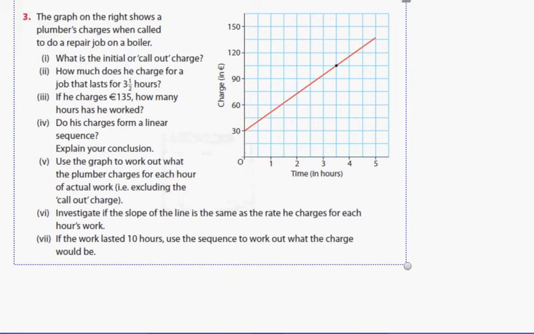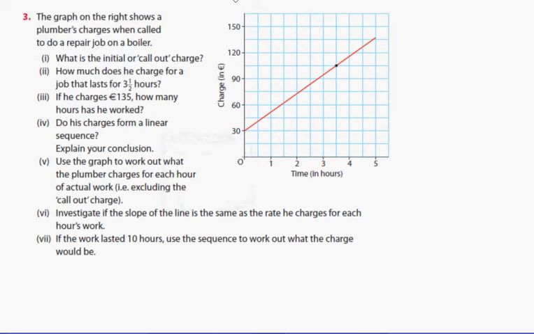So what happens is, if you look at the graph, when he spends no hours on the job, 0 hours on the job, how much money has he already made? 30 euro. So before he spent any time on the job, he's already made 30 euro. This means that his initial call out charge must be 30 euro. How much does he charge for a job that lasts 3.5 hours?